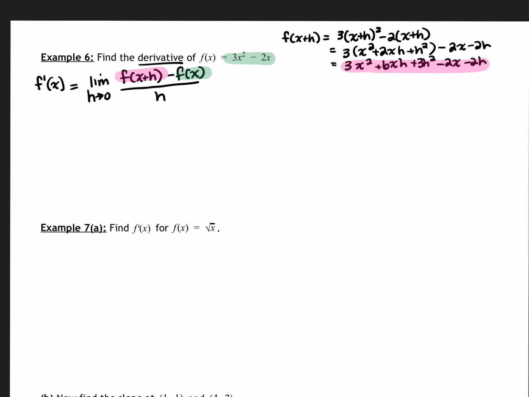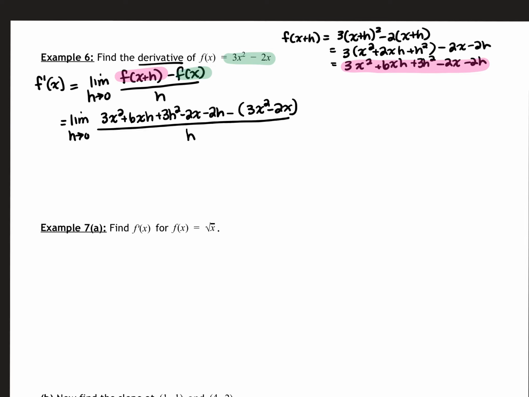So the limit as h approaches 0. Now go ahead and let's write that all in. So we've got 3x squared plus 6xh plus 3h squared minus 2x minus 2h minus, and then in the green I've got 3x squared minus 2x all over h. Okay, pause the video, see if you can find out where my like terms are that are going to end up being 0 when we add them, and then come back and check your work.